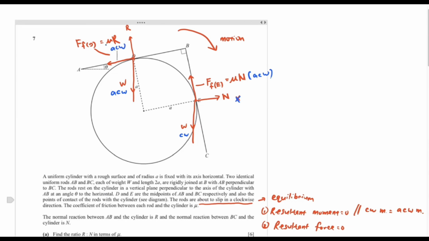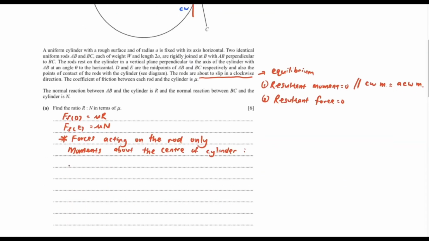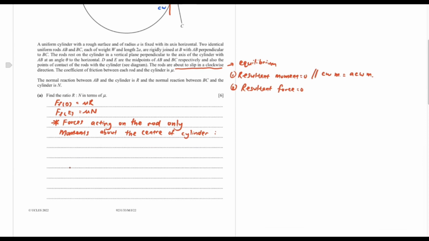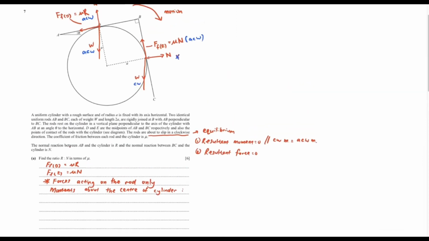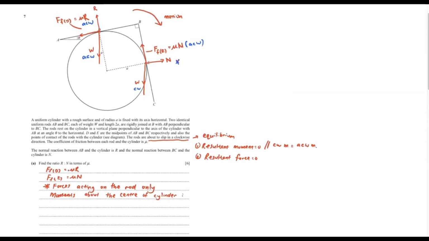Okay, so I need to form the equation based on the moment. I have to look at the diagram at the same time. Let's say I put those clockwise moments on the left. So clockwise moments, I have only one, which is this one. And I need to find the perpendicular distance to the center of the cylinder.